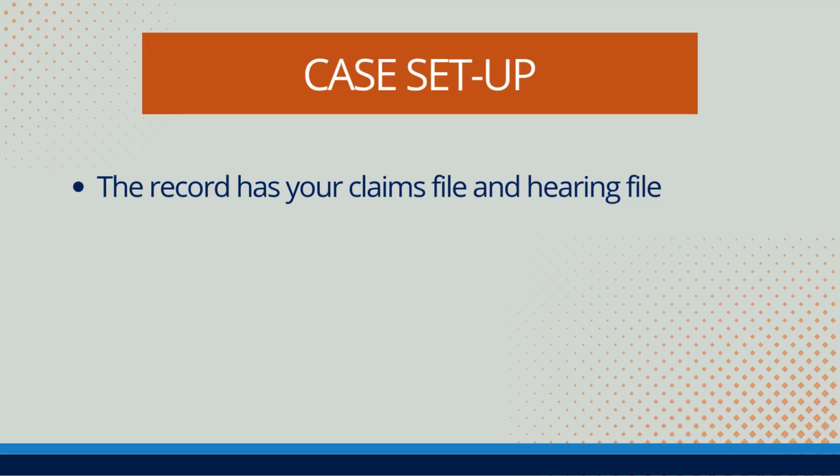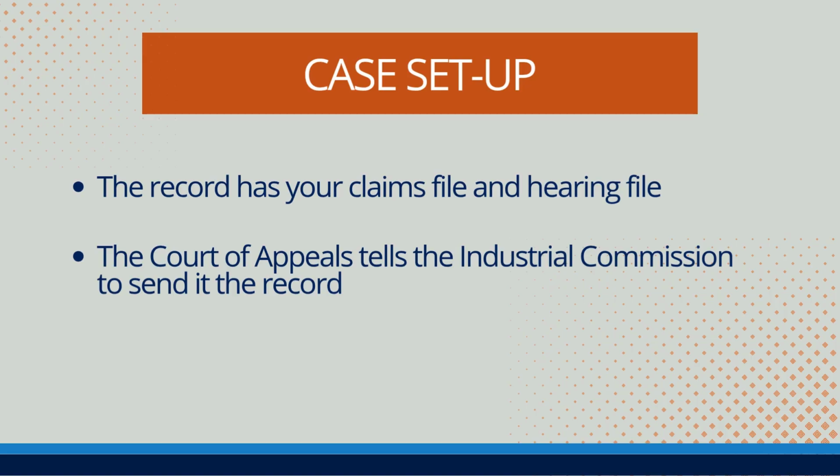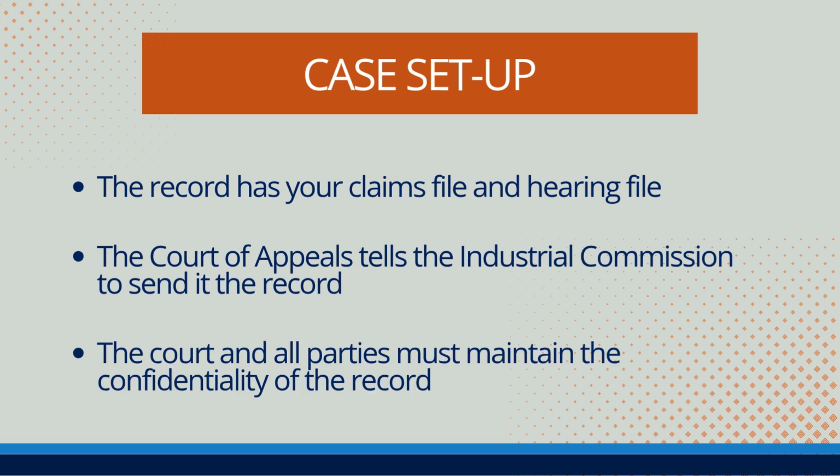It includes any letters or notices from the Industrial Commission and the Administrative Law Judge, all the documents and exhibits filed in your case, transcripts of what was said at the hearing, and the Administrative Law Judge's decision. The Court of Appeals will tell the Industrial Commission to send it the record after the petition for special action is filed. The court and all parties must maintain the confidentiality of the record.